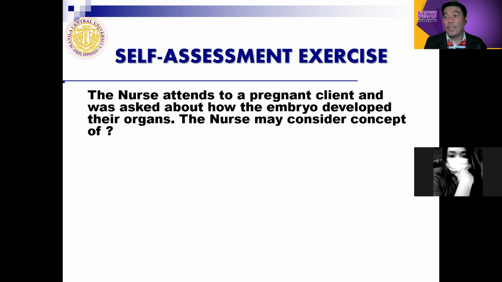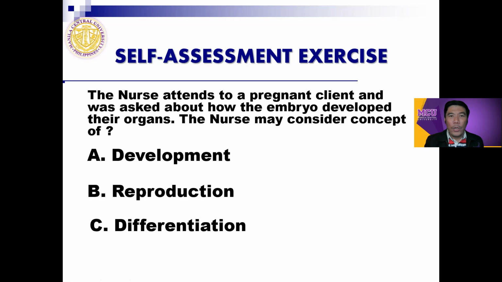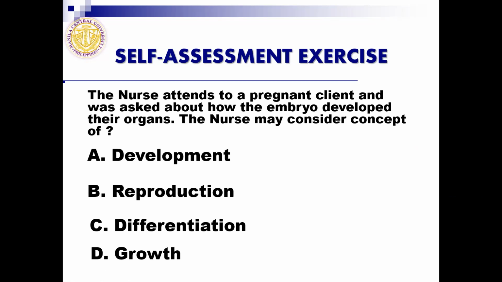I may ask for active participation of 85%. So I may expect out of the 48, 40 will raise the hand. Okay, so this is the question. The nurse attends to a pregnant client and was asked about how the embryo developed their organs. The nurse may consider the concept of development, reproduction, differentiation, or growth. We may need 40 out of the 47 students that we have in N22.